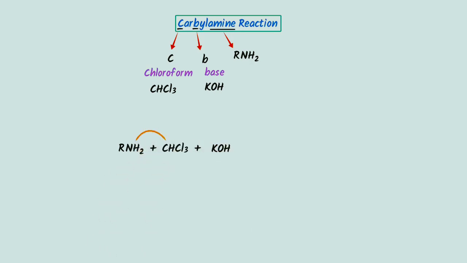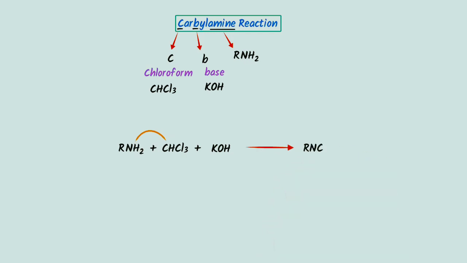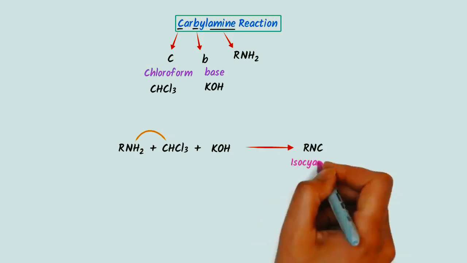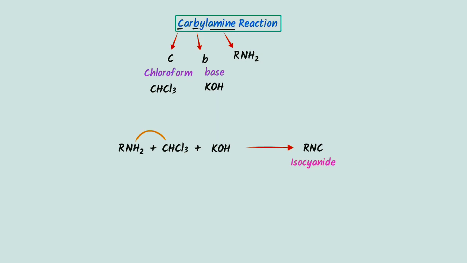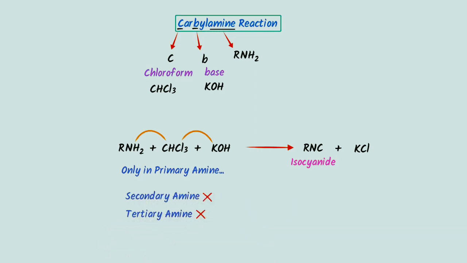Now this will displace this H2. I get RNC. We call this compound isocyanide. Also, this K will attack chlorine to form potassium chloride. Remember that this reaction is only possible in case of primary amine or 1 degree amine like CH3CH2NH2. It is not possible in secondary and tertiary amine.